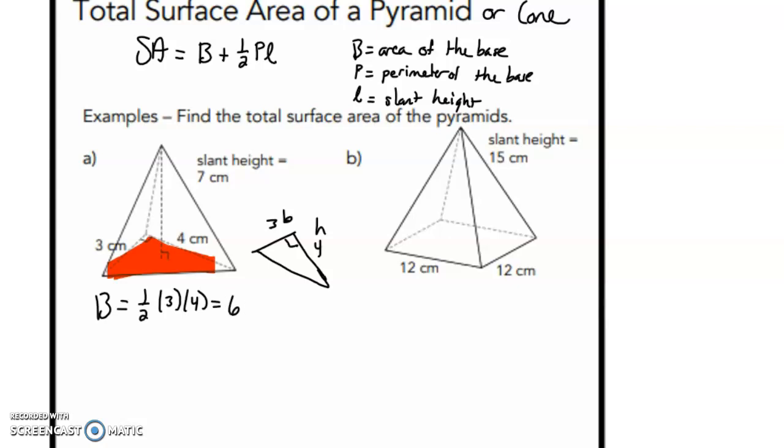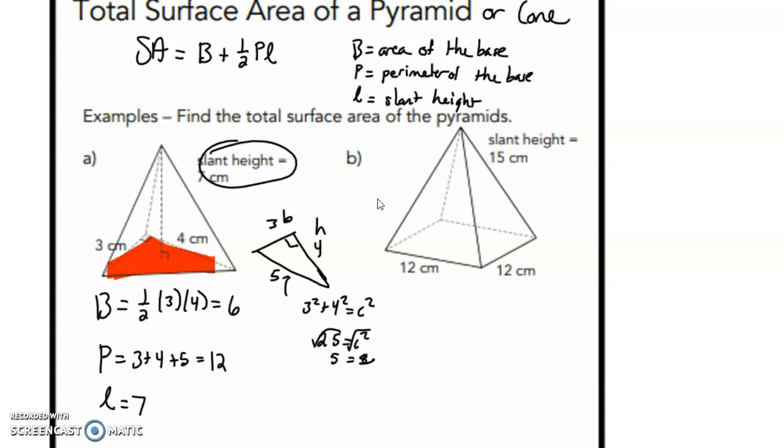Now, my perimeter of the base, that's the perimeter around. The perimeter of the base is 3 plus 4 plus this missing side. Since this is a right triangle, I'm going to find this side by doing 3 squared plus 4 squared equals c squared. I find out that this is 25, and then the square root, this missing side, is 5. So the perimeter is 3 plus 4 plus 5, which is 12. And then the slant height they told us is 7.